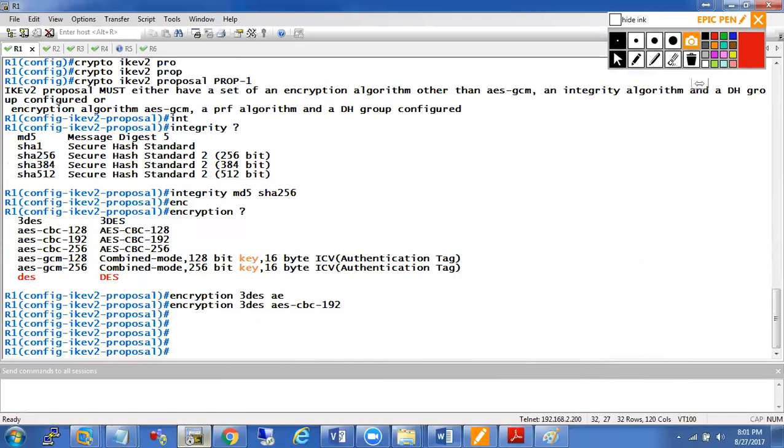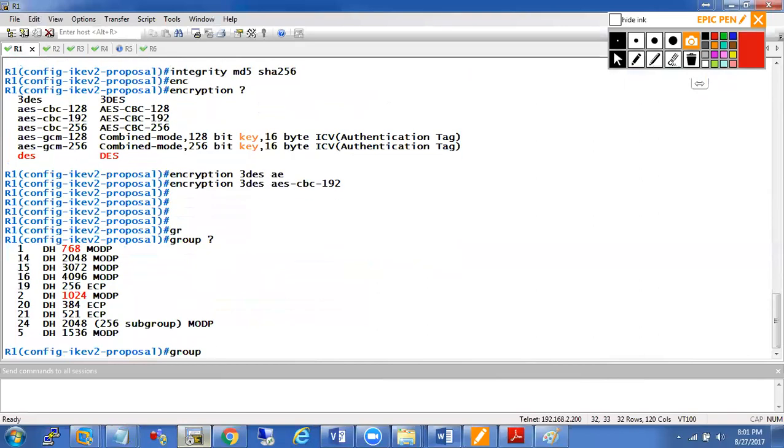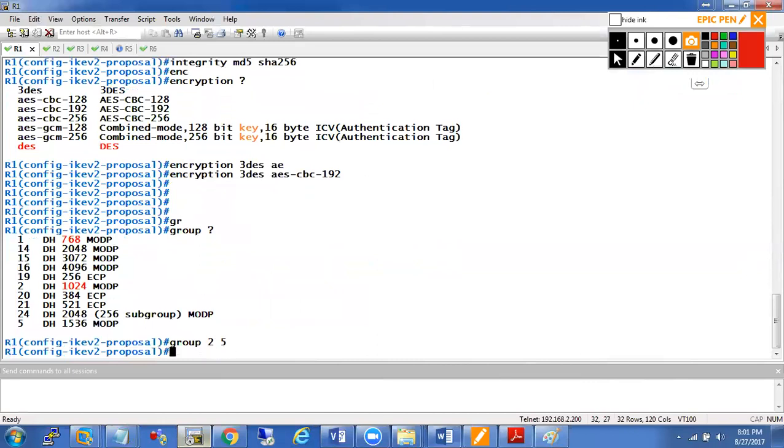All right. The third thing, group. You had 1, 2, and 5. You do have 1, 2, and 5 over here. But along with that, you also have 14, 15, 16, 19, 20, 21, 24. A whole bunch of more sophisticated algorithms. I'll just be simple with it, 2 and 5. So if you take a look at your step 1A, take a look.